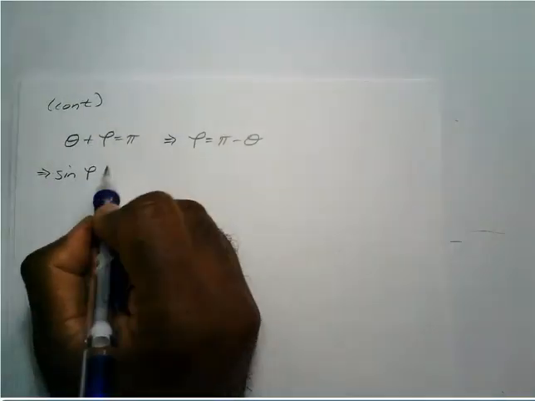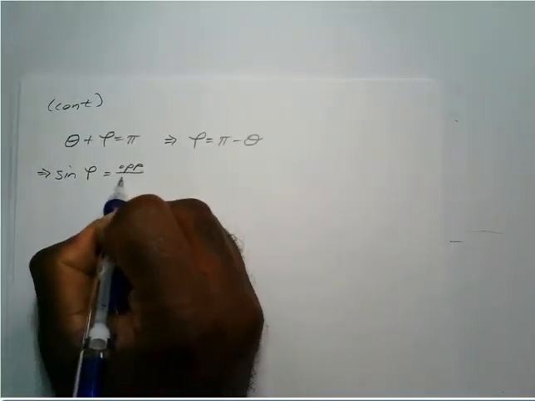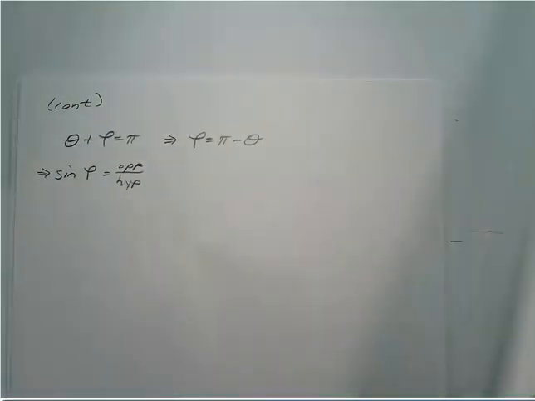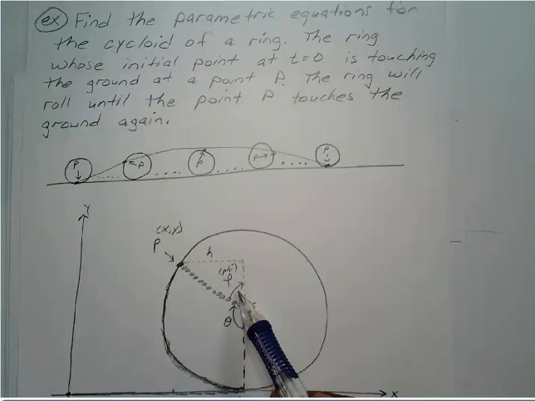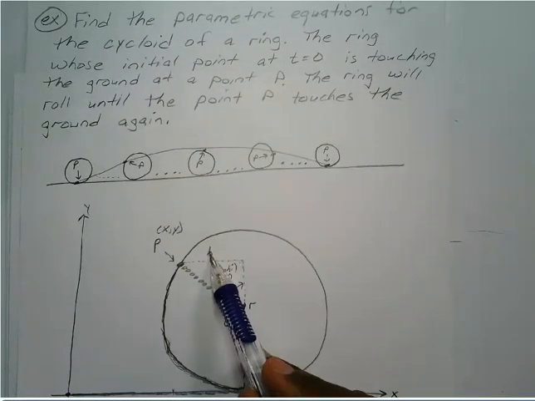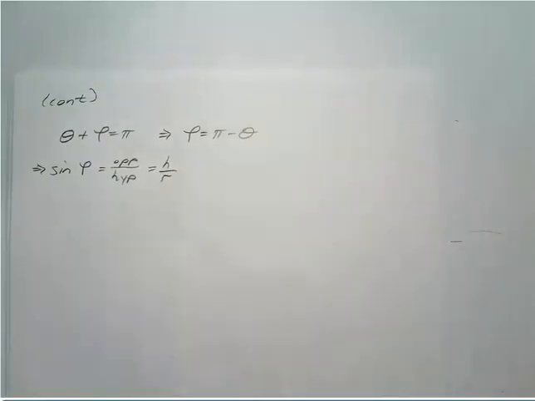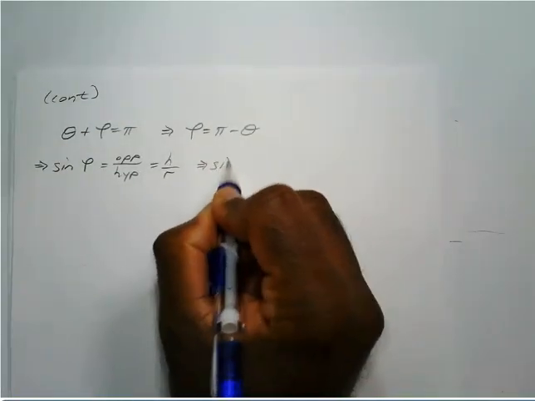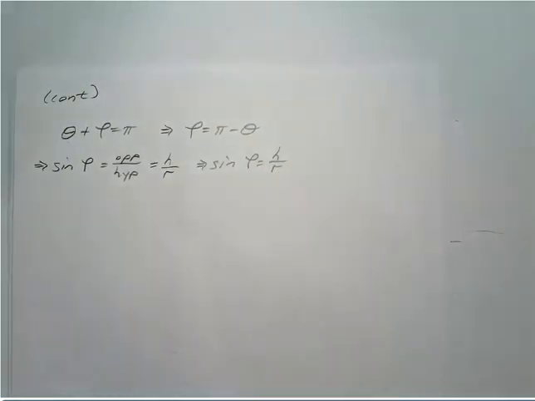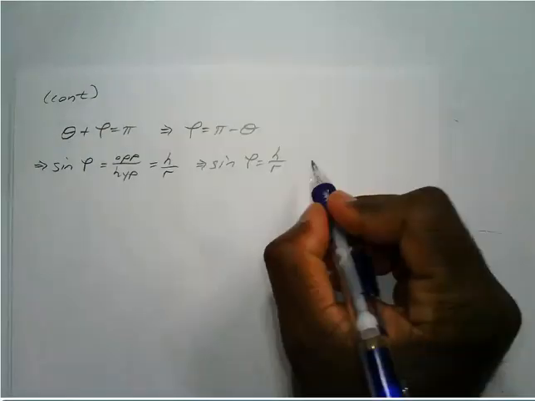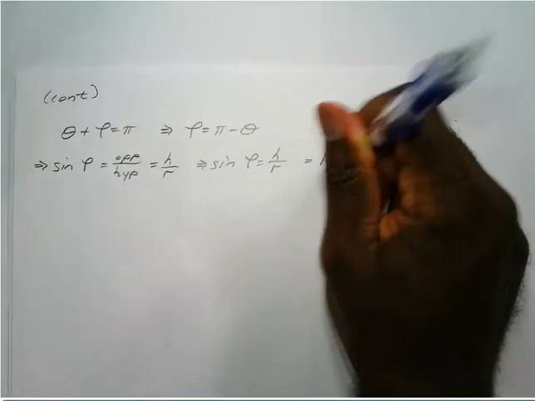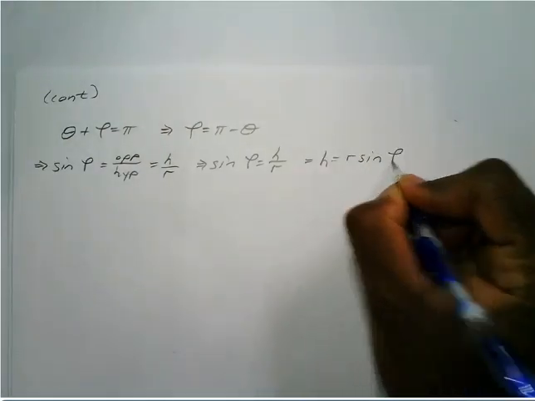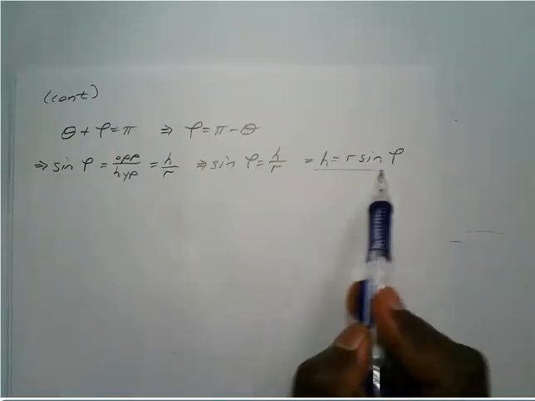What if we look at sine of phi? We know that sine is equal to opposite over hypotenuse. Going back to our sketch here, we look at opposite over hypotenuse. What's the opposite of angle phi? That's h over the hypotenuse, which is your radius r. So that's h over r. That means sine of phi is equal to h over r. If we multiply both sides by r, that gives us h is equal to r sine of phi. Which again is very important.